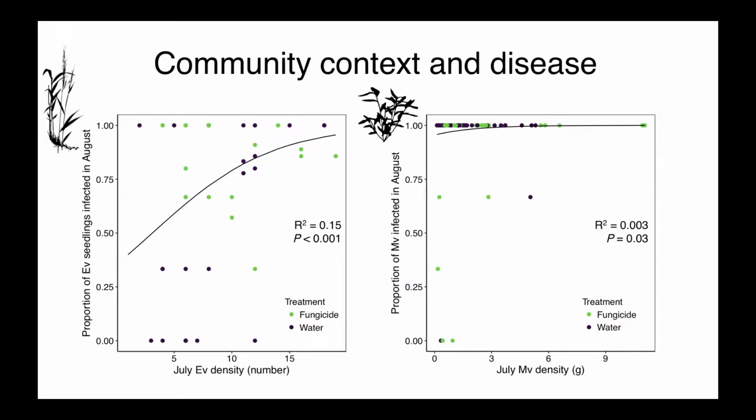A second result from some earlier season data is that the density of Elymus or Microstegium positively predicts the proportion infected in the plots. So we are starting to relate the plant community to how infected they're getting.